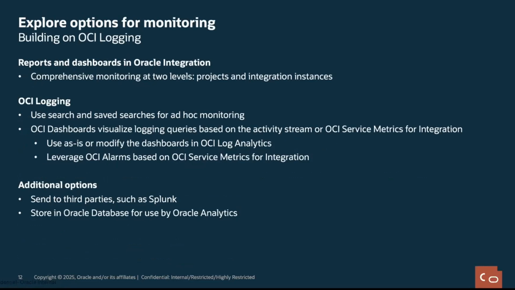So for example, we can say, what's the average response time of this integration? If the average response time over the last 5 minutes is more than this value, raise an alert because that's breaching our SLA and we want to do something about it. So we can use alarms with the OCI logging to identify proactively when a problem is occurring, rather than waiting for our clients to tell us that it's taking too long.